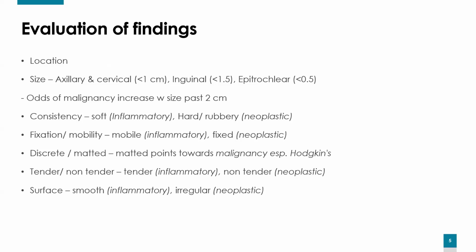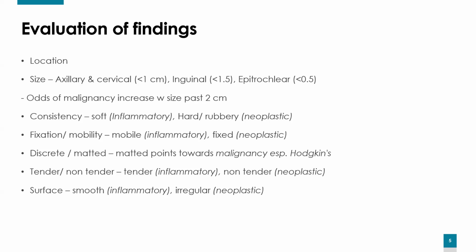So what are the 7 things that you need to bring out in your history? One is the location. Obviously, you always start at the location, right? Is it in the axilla, or is it in the cervical region, inguinal, epitrochlear, supraclavicular, all those areas? Basically, location. And if it's bilateral, you say bilateral. If it's not, you say unilateral.